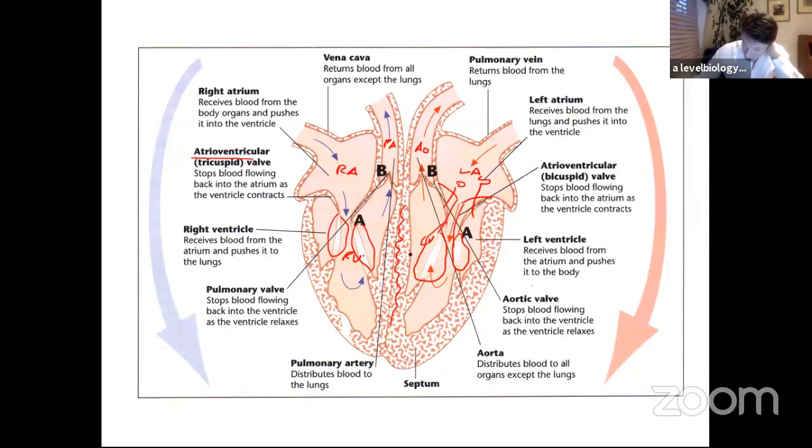Now, you don't have chordae tendineae on the aortic or the pulmonary valves because the difference in pressure between the pulmonary artery and the aorta and the left ventricle and the right ventricle is not as great as between, say, the left ventricle and the left atrium. Okay, I hope you're still with me.